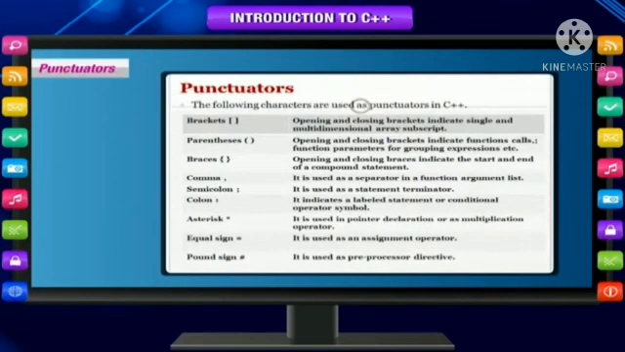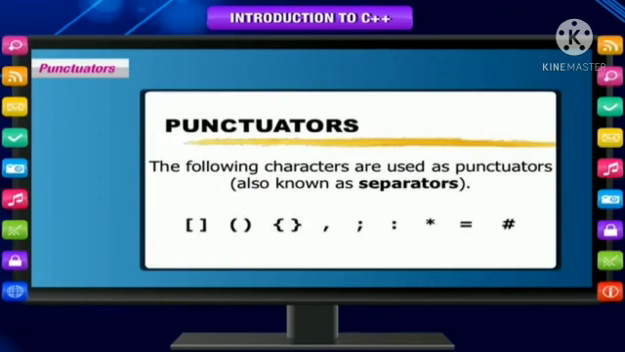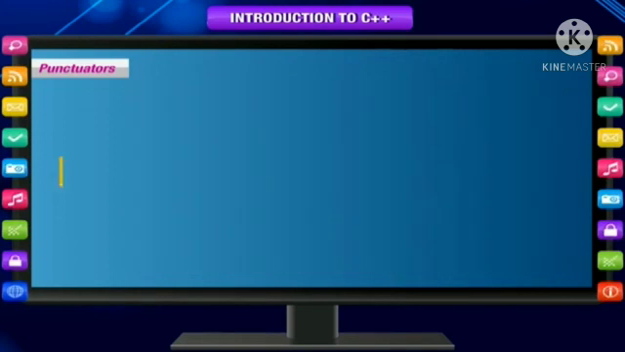Punctuators. The following characters are used as punctuators, also known as separators, in C++. Square bracket open, square bracket close, bracket open, bracket close, curly bracket open, curly bracket close, comma, semicolon, colon.